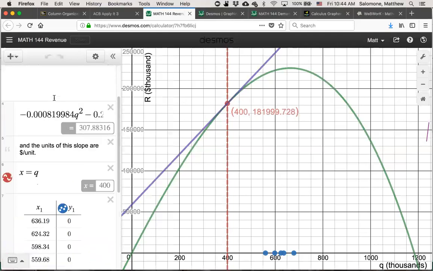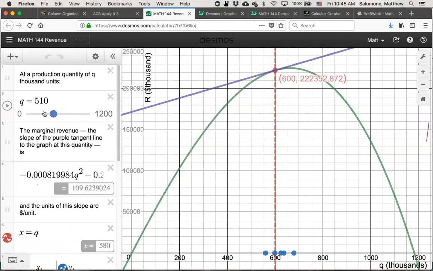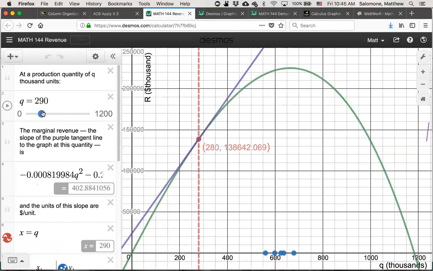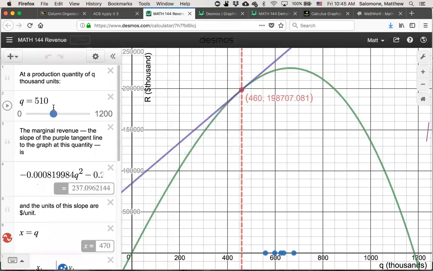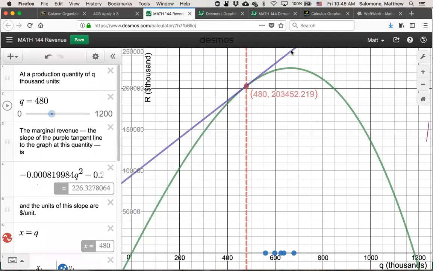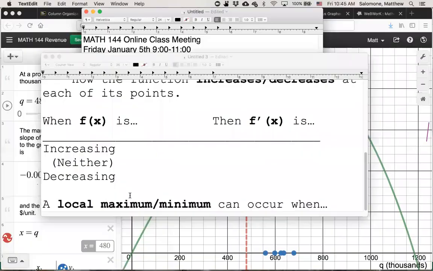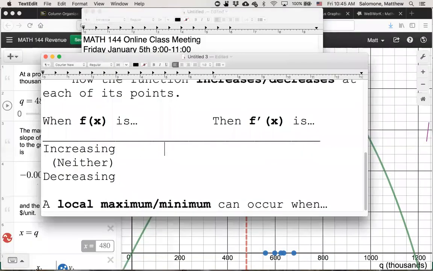So you notice, first of all, that in the left-hand part of my graph, where my revenue function is increasing, my green curve is going up from left to right. Where my revenue is increasing, all of my slopes are going to be positive. All of my purple tangent lines here are increasing as we go from left to right, so they're going to have a slope which is a positive number. So the first takeaway for us is going to be that when a function is increasing, its derivative is a positive quantity.